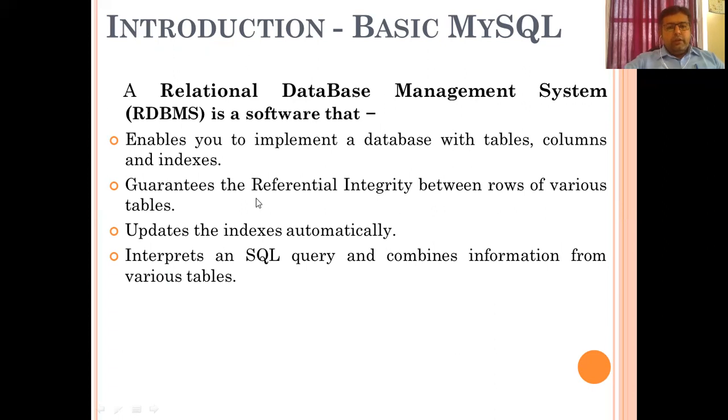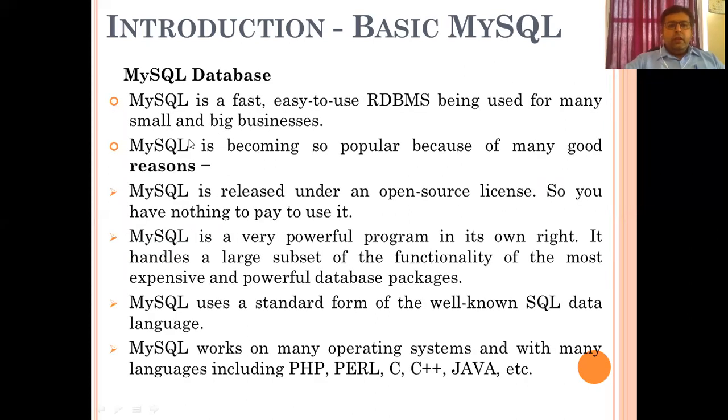It also guarantees the referential integrity between rows in various tables, right? It will maintain the referential integrity, meaning the relationship between the data, so they are connected together. It updates the index automatically and interprets an SQL query and combines information from the various tables. So based on the SQL query you fire, you can fetch the data from multiple tables also, right?